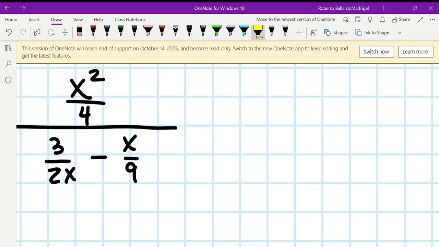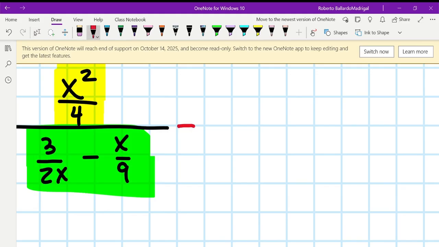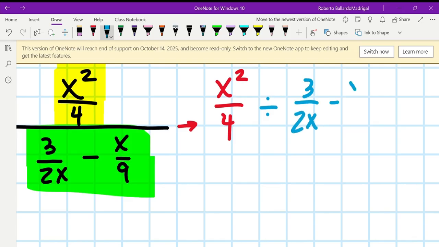First, I'm gonna identify that this is my numerator and all of this is my denominator. So I don't want to mix it up. Because if you mix it up, if you're like, oh, only the x is my numerator and then all this is my denominator, it's gonna get really messy. So first, identify what you're looking at. Let's rewrite it. So x squared over 4 is my first fraction, and I am dividing x squared over 4 by the difference of 3 over 2x minus x over 9.